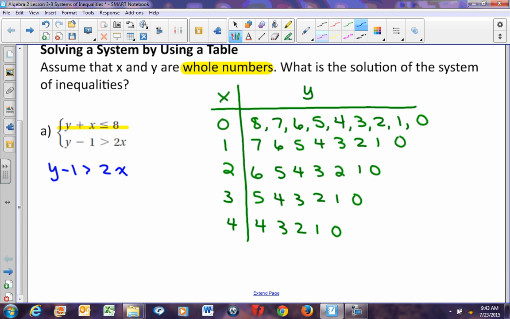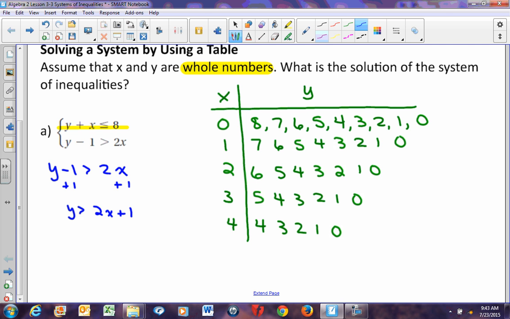Okay. I prefer to put it in y form, so I'm going to add 1 to both sides. So y is greater than 2x plus 1. So let's figure this out. If I was to plug in 0 and 8, because we're looking at all the solutions. If x equals 0, these are all the possible solutions for y: 8, 7, 6, 5, 4, 3, 2, 1, 0.